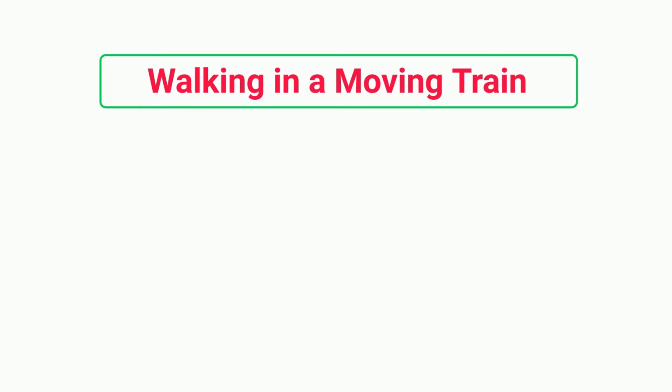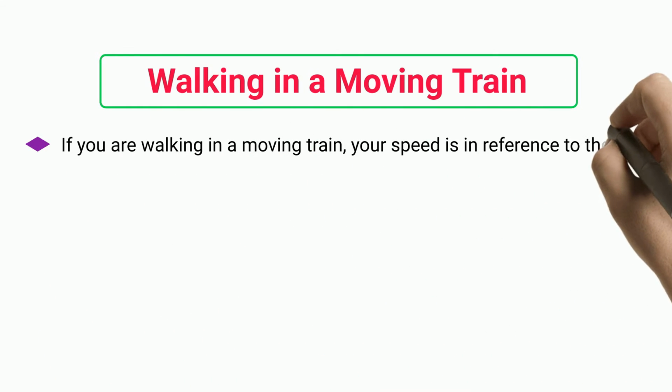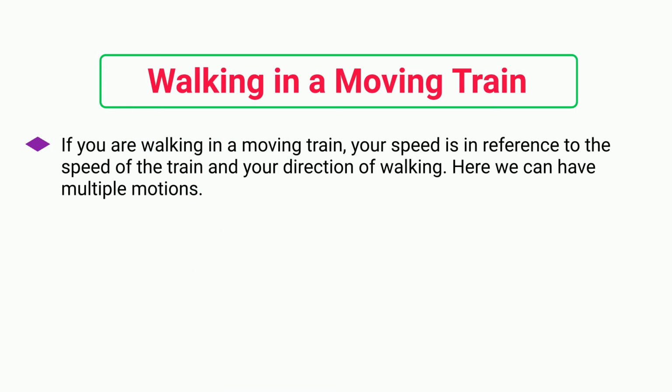Walking in a moving train. If you are walking in a moving train, your speed is in reference to the speed of the train and your direction of walking. Here we can have multiple motions.